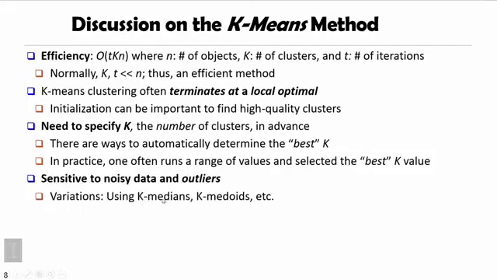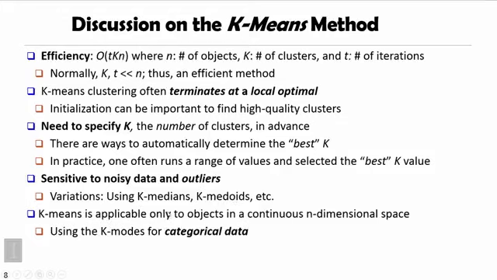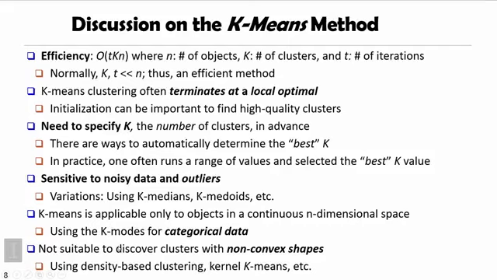K-means is also quite sensitive to noisy data and outliers. So there are variations like the k-medians or k-medoids algorithms that try to overcome this problem. Another thing is that k-means works only on objects in continuous, that means numerical, n-dimensional space. How do we handle clustering on categorical data? People invented an alternative called the k-modes algorithm.